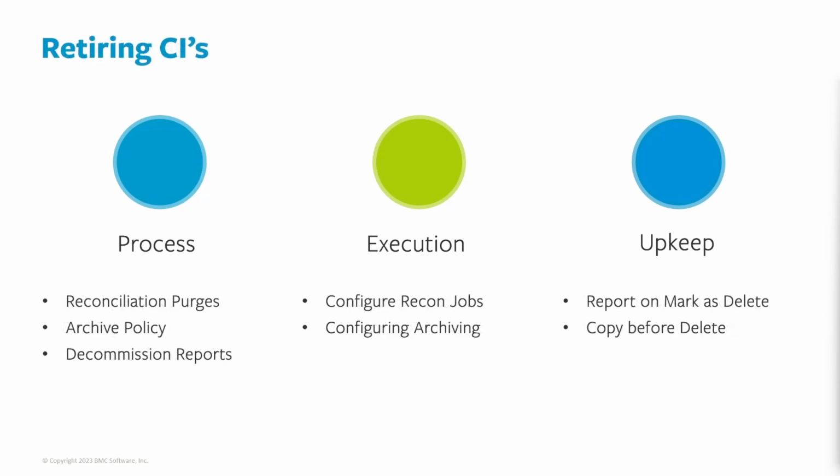We also have to consider retiring CIs. This, once again, has a process, execution, and upkeep. We have our reconciliation purge activities. We have archive policies, and we have decommission reports that we can go and double check the work. We talked about purge activities a little bit last week, but not really a lot. We're going to dive into that a little bit more now. And then configuring recon jobs. Once again, we talked about that last week. We're not going to dive into a whole lot, but we will gloss over that later on in this demonstration.